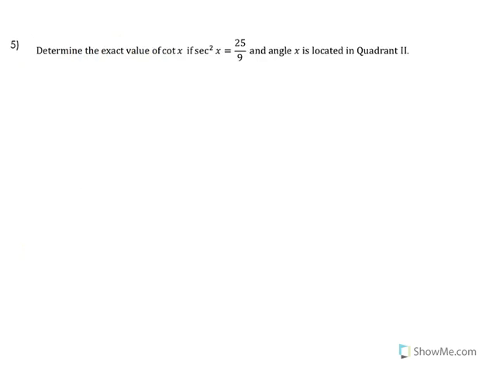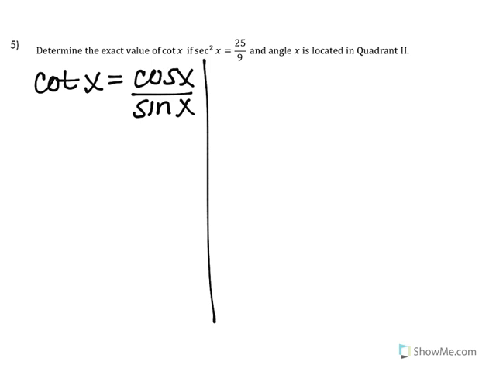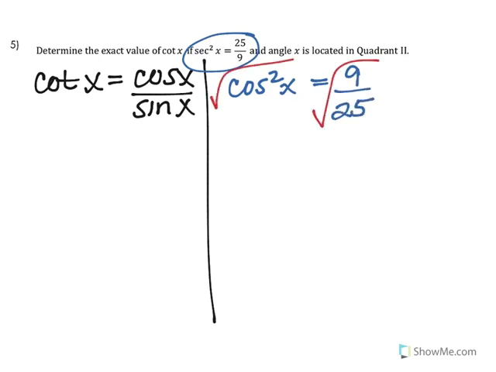Okay, my last one. So it says determine the exact value of cotangent of x. Now keep in mind that's the reciprocal of tangent. Tangent is sine over cosine, so cotangent must be the reciprocal of that, so it must be cosine over sine. Now secant squared is the reciprocal of cosine. So if I know secant squared equals 25 over 9, I know that cosine squared has to be the reciprocal of that, so 9 over 25. By taking the square root of both sides, I end up with cosine of x is equal to 3/5.